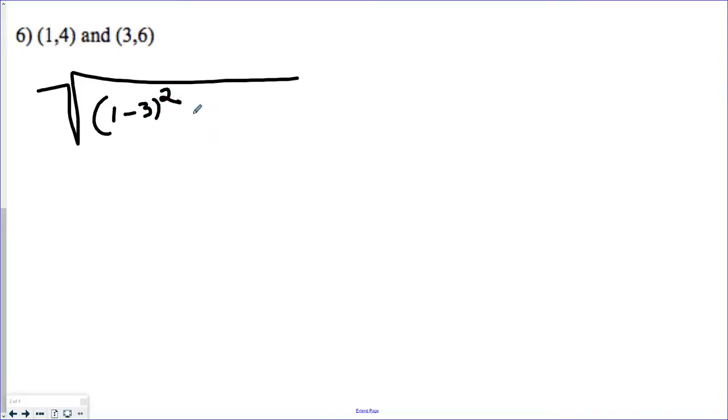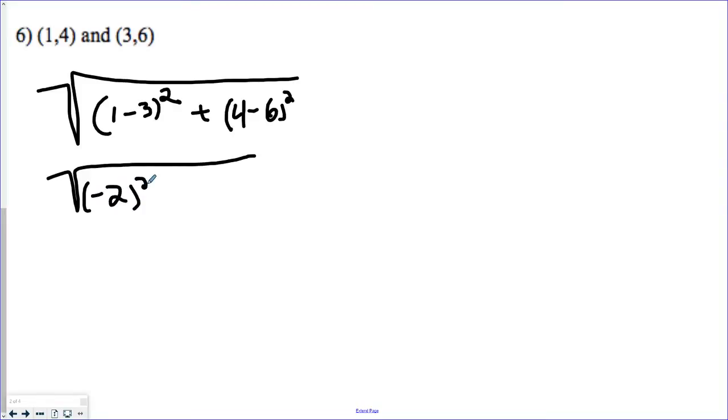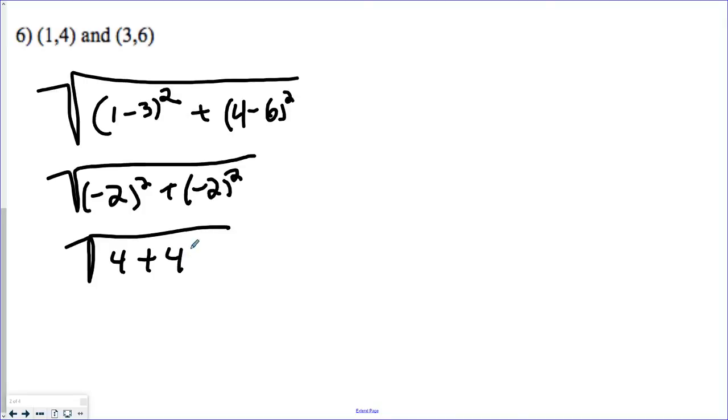Let's do one more here. The x's are first, so 1 minus 3 squared plus 4 minus 6 squared. And again, you could do this out of order. You could do 4 minus 6 squared plus 1 minus 3 squared. That's perfectly fine as well, as long as you keep your x's and your y's together. 1 minus 3 is negative 2 squared, plus 4 minus 6 is also negative 2 squared. Negative 2 times negative 2 is 4, plus, again, 4.